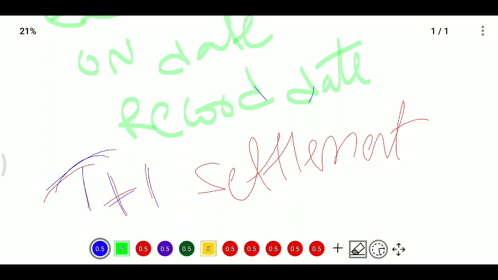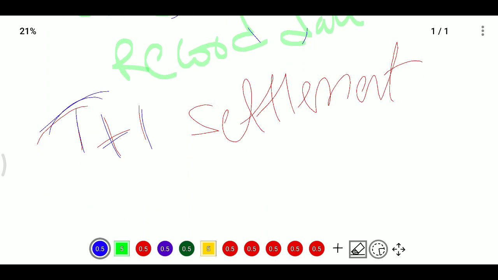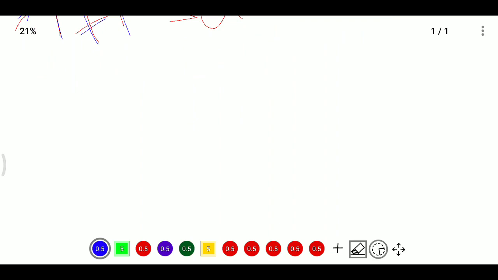On Wednesday, in some cases, some missed deadlines will be dated. Different possibilities will be there for T plus 1 settlement. What happens when the face value is decreasing? What are the cases there?